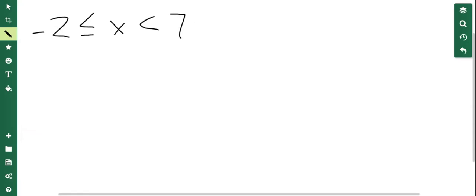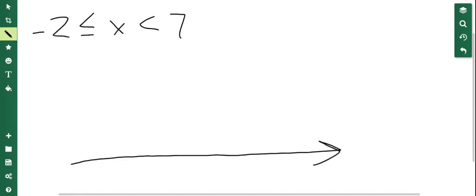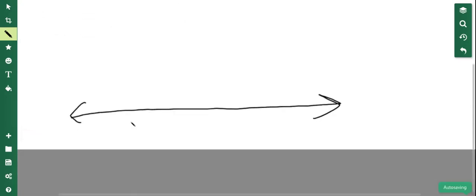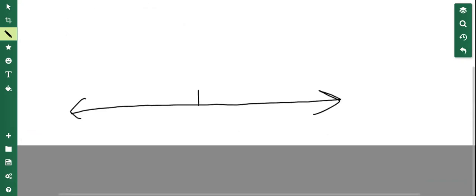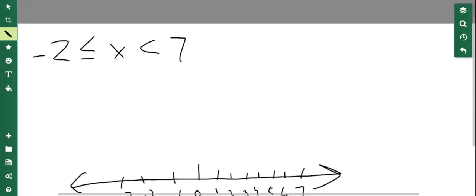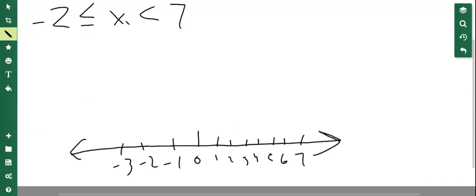So if we were to look at it on a number line, 0, 1, 2, 3, 4, 5, 6, 7. And on the other side, we have -1, -2, -3. So the way we look at this is, x has to live between -2 and 7. So I have -2 here, and I have 7 here. Here it tells me that x can be -2 because it's saying x has to be greater than, or it could also be equal to -2. So that's why it's included. So I use a dark circle.